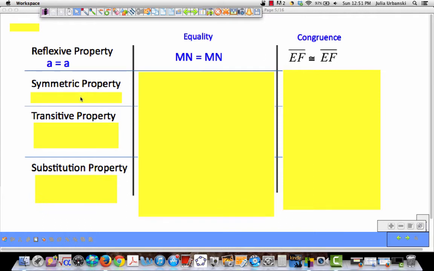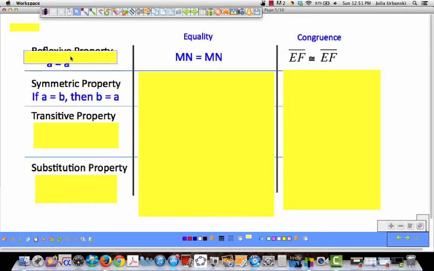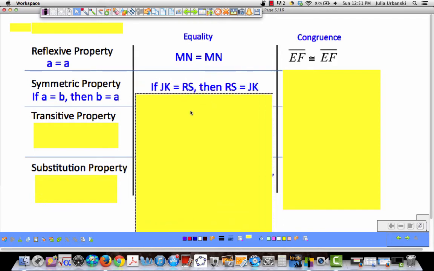Symmetric property means you can turn it around and it's still going to be equal. It's like the lines of symmetry that we did in chapter 12. If A equals B, that's the exact same thing as saying that B equals A. Okay, so we're dealing with segments and angles, so let's look at this one. These are two segments. If JK equals RS, then you can flip it around. RS equals JK. That is going to be the symmetric property. It requires two separate equations where one's forward and one's backwards.